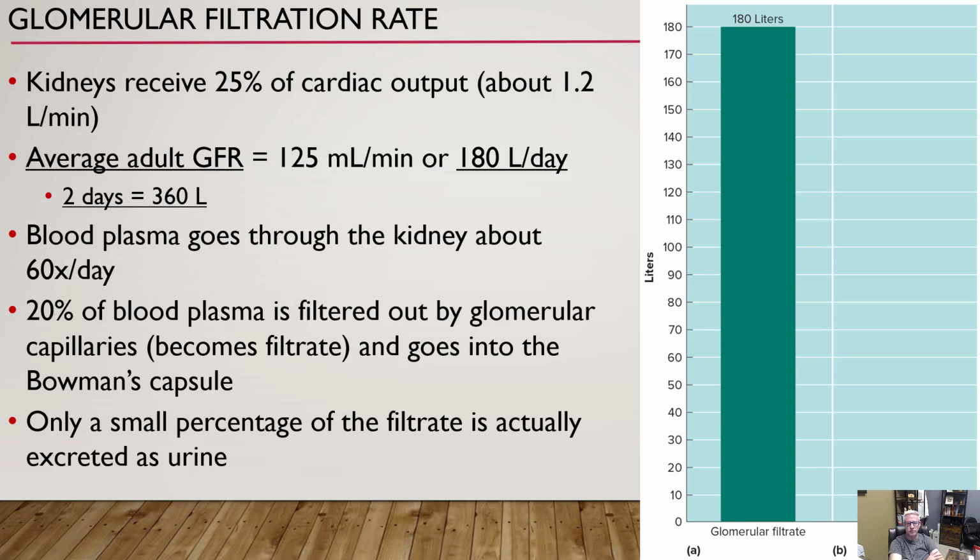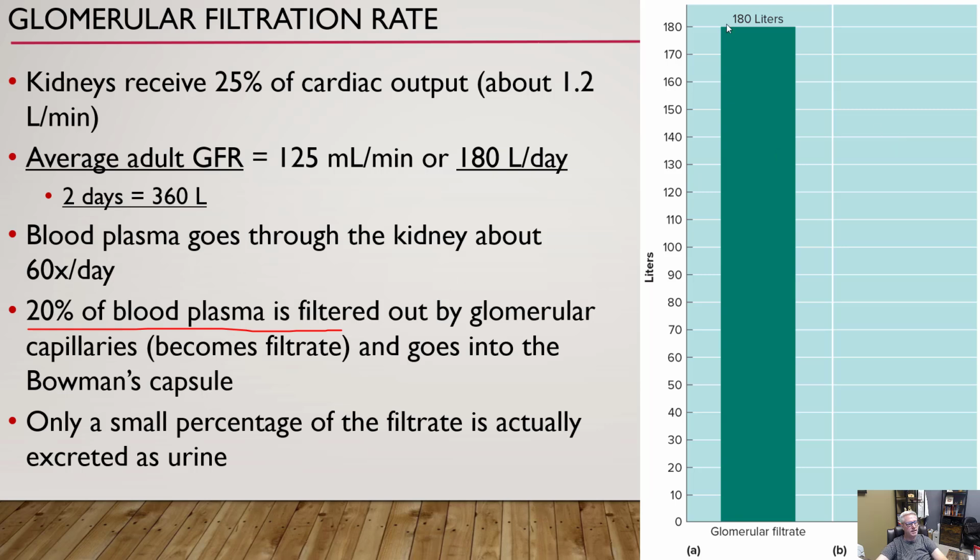And if you take that times 2, 180 times 2 is 360. So in 2 days, about 360 liters worth of blood is going to go through your kidneys. So your blood plasma actually goes through your kidneys about 60 times per day. And 20% of your blood plasma is actually filtered out by the glomerulus, that first capillary bed, and goes into that Bowman's capsule. But of that filtrate, only a small portion of that is excreted as urine.